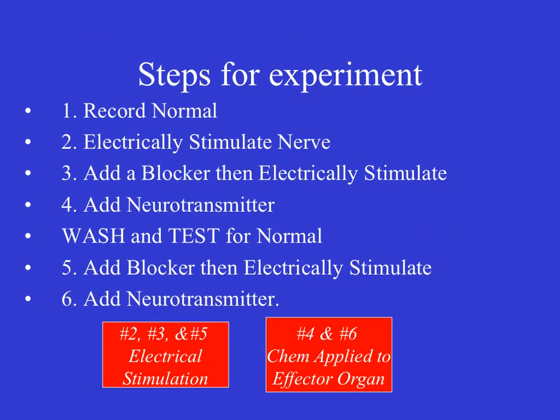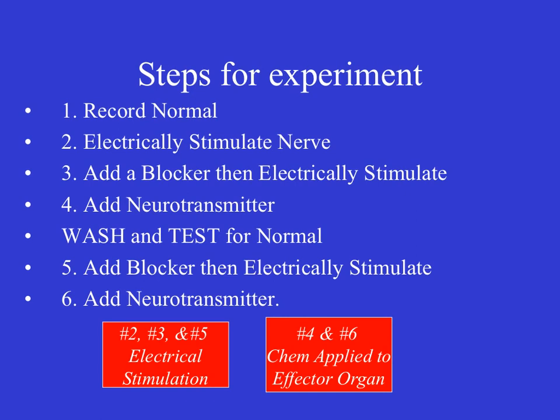So this you should know. These are the things that you need to know. You're going to record normal. You're going to electrically stimulate the nerve. Then you add a blocker and electrically stimulate. Then you add the neurotransmitter. Then you wash the whole thing and make sure that it works. Then you go to adding a different blocker and electrically stimulating, and then you add the neurotransmitter. So 3 and 4 is the same as 5 and 6.